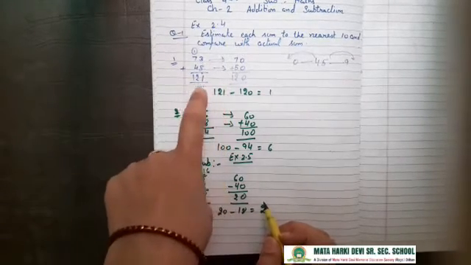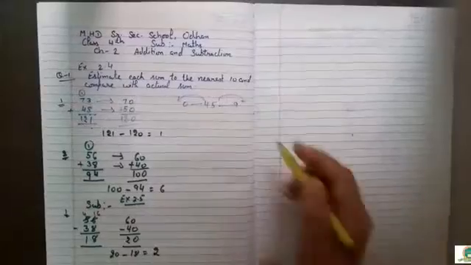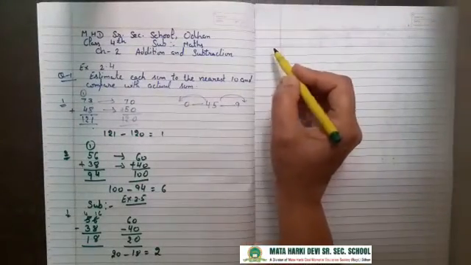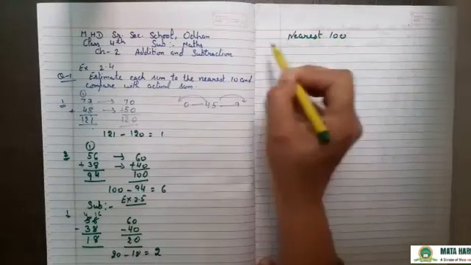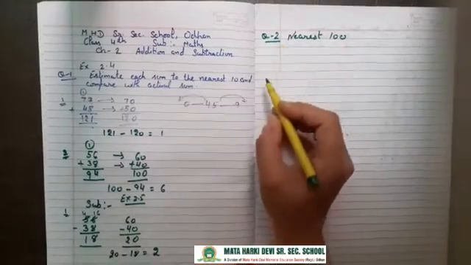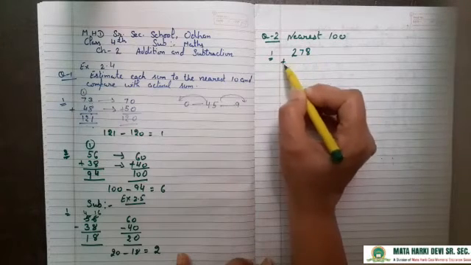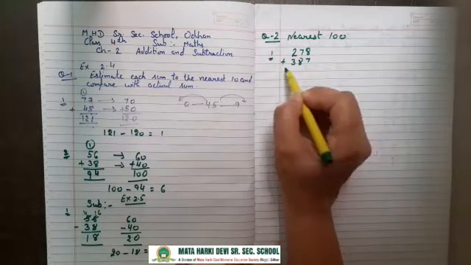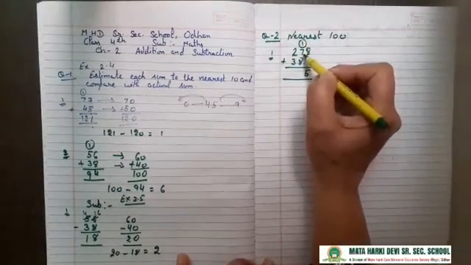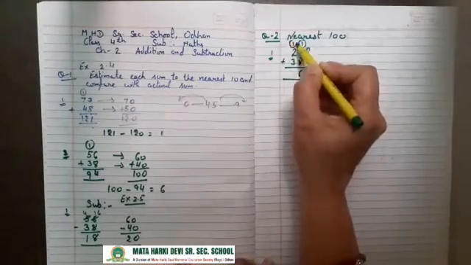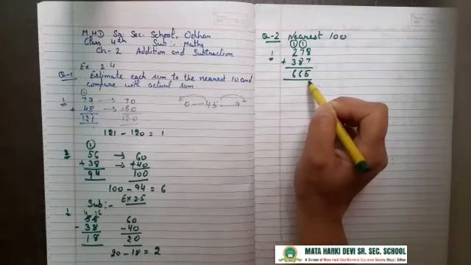So these are to the nearest 10, and now we take the second question of exercise 2.4, nearest 100. First example, 278 plus 387. The actual sum is 8 plus 7 is 15, 1 carry, 7 plus 8 is 15 plus 1 is 16, 1 carry, 2 plus 3 is 5 plus 1 is 6. The actual sum is 665.